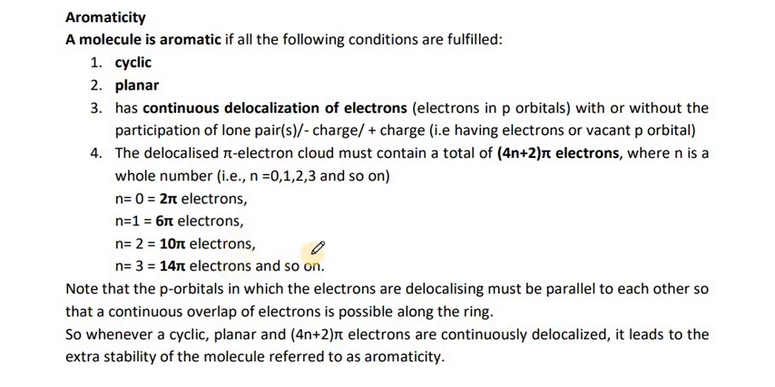And all the aromatic molecules are said to be more stable. Hence, according to Huckel, the molecule which is cyclic, planar and has 4n plus 2 pi electrons, and the pi electrons are continuously delocalized in the molecule, is called aromatic, and aromatic compounds are more stable.